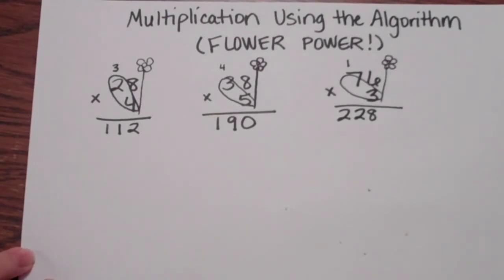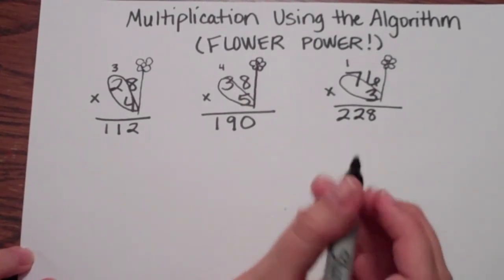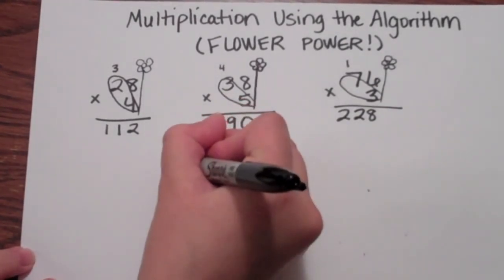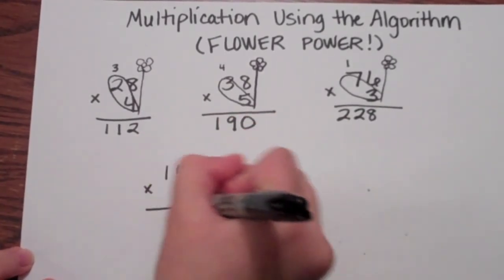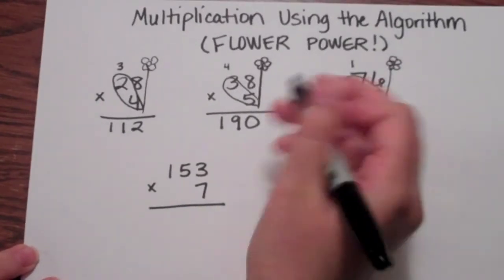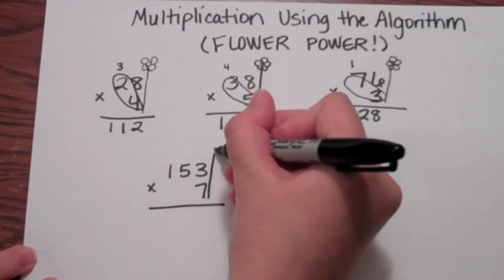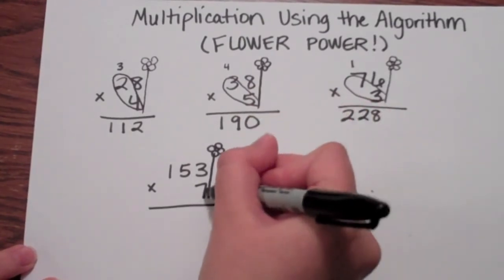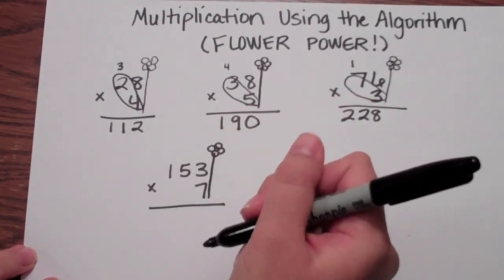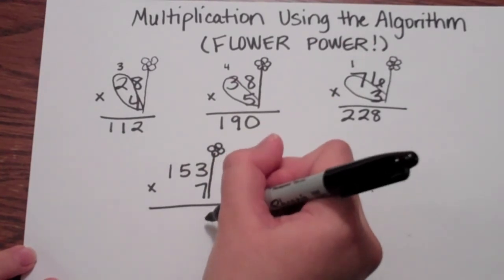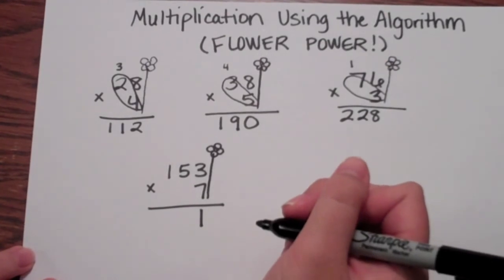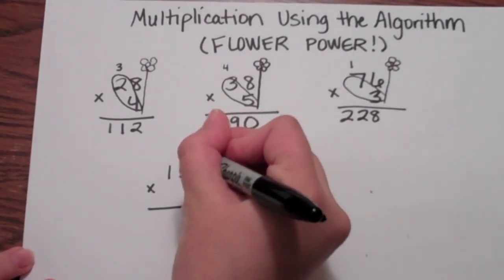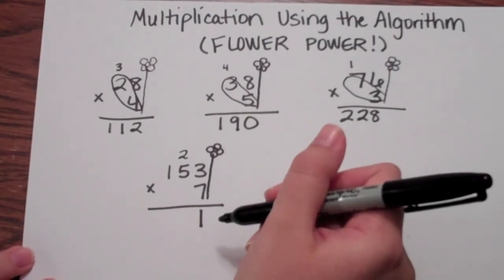Now, I can also use this strategy to multiply 3-digit times 1-digit numbers. For example, I might have 153 times 7. Again, I'm going to draw my stem to remind myself to multiply the ones first. 3 times 7 is 21. Like before, I cannot fit 21 in the ones place. I can only put the ones in the ones place. There's 1 one in 21. I will carry my 2 tens to the tens place to add later.